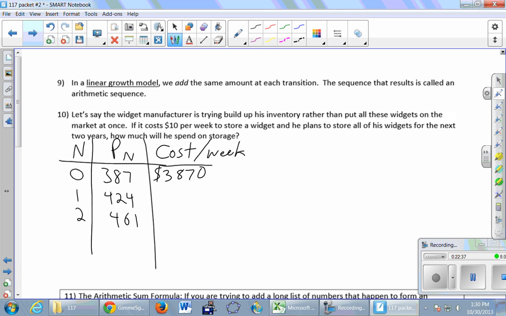So you just multiply by 10, which gives 3,870. The next week we have more widgets, so it's going to cost us more money to store them. How much will it cost the next week? 4,240, and then one more, 4,610. I hope we turn a nice profit on these because this is very costly. Okay.